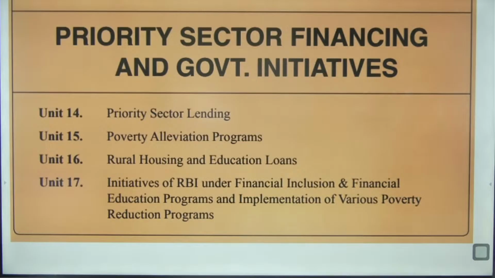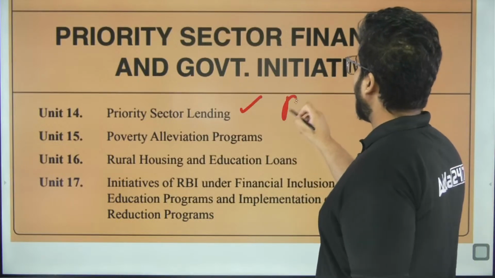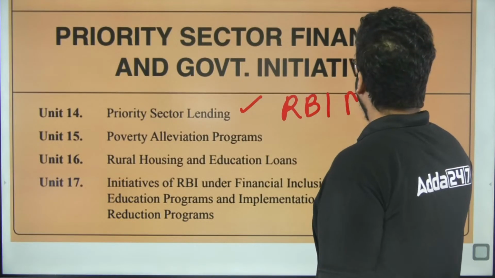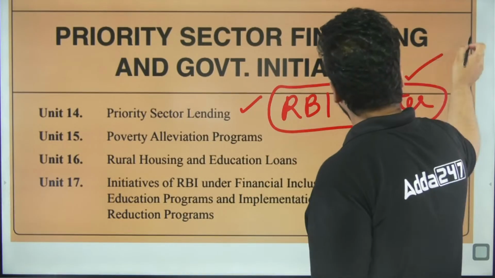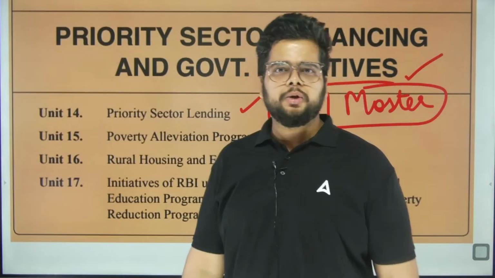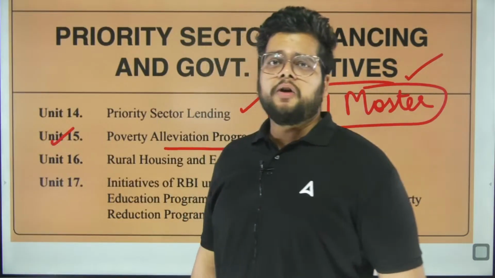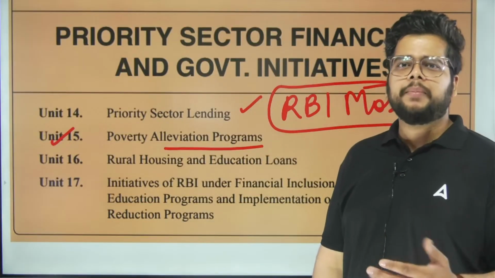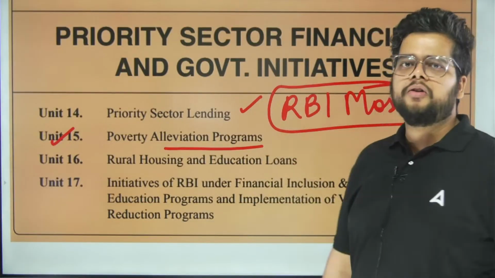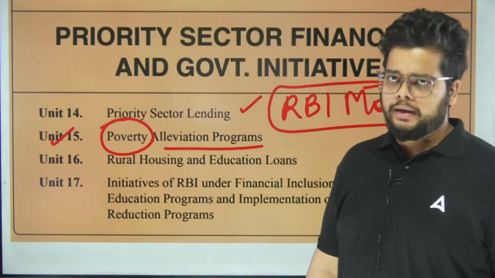So priority sector financing and government initiatives, you will find the most important ones being unit number 14, the priority sector lending, the RBI's master guideline. RBI master guideline, the table is very important. Here you must focus. This will be the key focus area in this particular chapter. Poverty alleviation programs, again most important one. When we talk about all the programs, the genesis, how it happened, why it happened, when it happened, all these things will be covered in your unit number 15, how the government wants to eradicate poverty from our country.